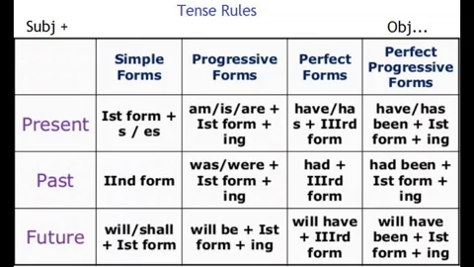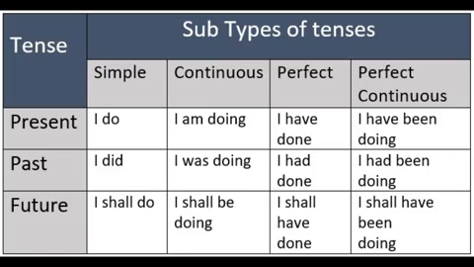Always remember, the third form of the verb means the third part, like do, did, done. Done is the third form. Here also we can see the examples of how tenses are formed. Present simple, in sentence form, I do. Present continuous, I am doing. Present perfect, I have done. Present perfect continuous, I have been doing.